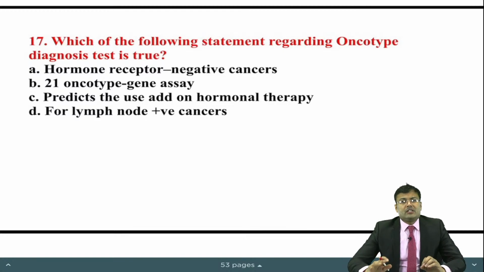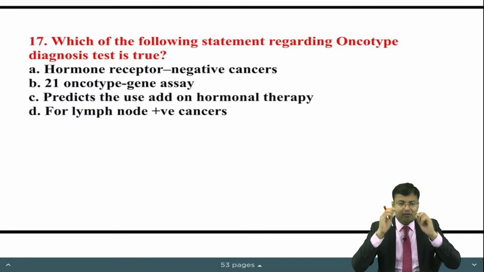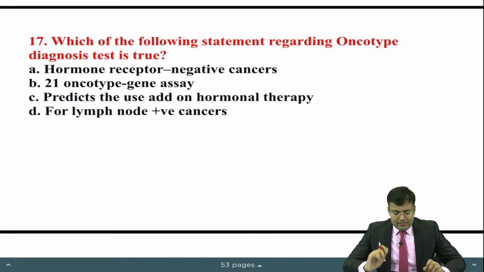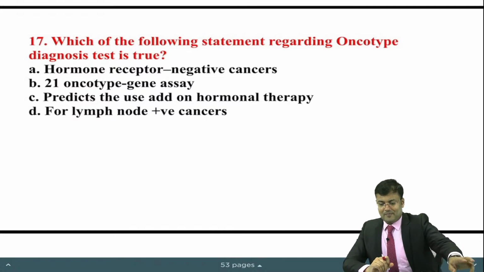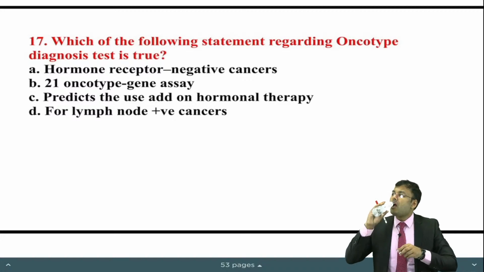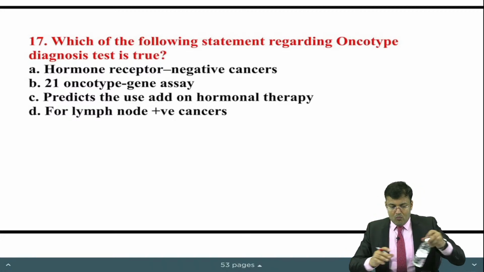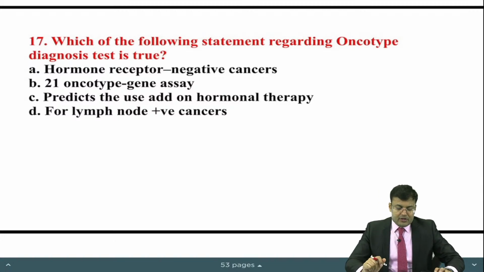This question, or a similar question, was asked in AIIMS long back. I am waiting for your reply. Which of the following statement regarding Oncotype Dx or diagnostic test is true? First option, hormone receptor negative cancer. 21, Oncotype gene assay. Predict the use add-on hormonal therapy for lymph node positive cancers.